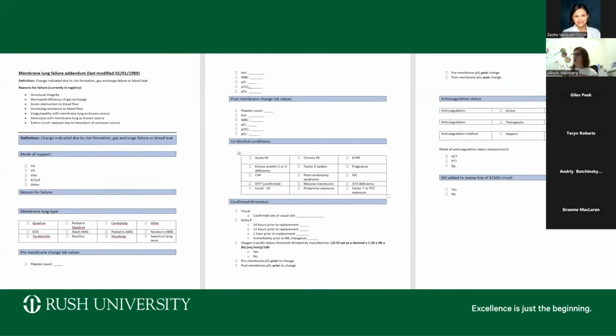We don't know what contribution factor 7 makes to it. We don't know what contribution acute PEs or chronic PEs or ECPR or HIT or all of these conditions that we did not recognize in 1989 make to it, or adding nitric oxide to the circuit makes to it. So why not put it all in one place and gather the information and publish on it? Why not put it all in one place so we may begin to make scores, so we can make a more reliable prediction on how to change an oxygenator, if it's failing, when it's failing.